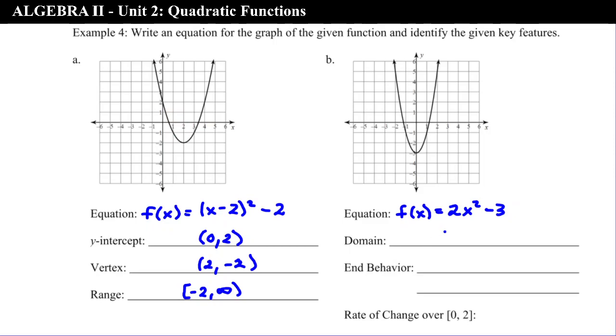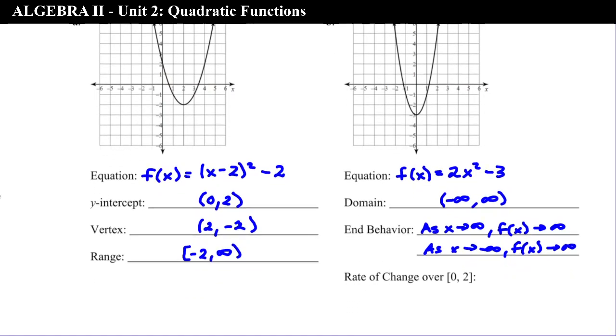Our domain, always for quadratics, is -infinity to +infinity. In end behavior, well, this is also going to be something that you'll commonly see, especially with concave up: as x goes to +infinity, so we're looking at the right-hand side, f of x goes to +infinity. And as x goes to negative infinity, which is the left-hand side, f of x also goes to infinity on that side as well.